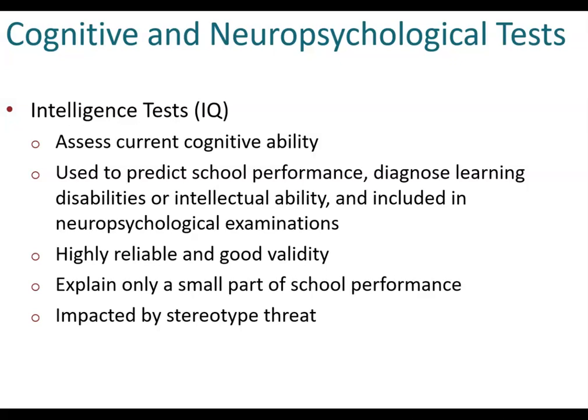So things like intelligence tests, they assess current cognitive ability in the individual, used to predict things like school performance, diagnose learning disabilities or intellectual ability, and included in neuropsychological examinations. So contemporary psychology says that it is highly reliable and has good validity. But it measures only a small part of school performance. There's much more to it.